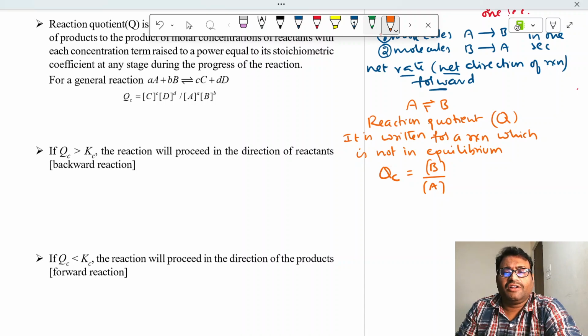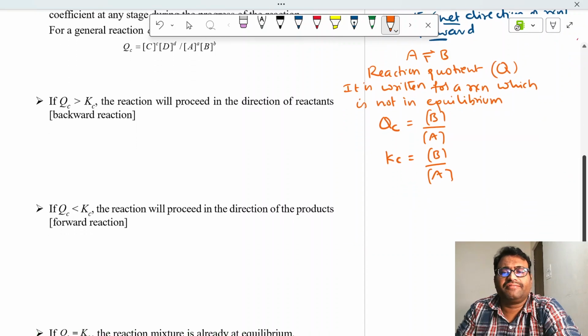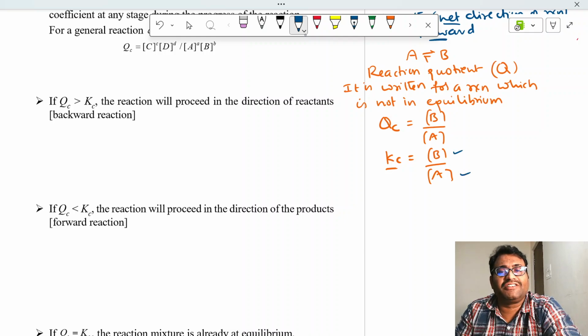Then for the same reaction, if I write Kc, I am also writing it as concentration of B by concentration of A. Sir, they look similar. What is the difference between these two? Yes, there is a difference. Representation is the same, but there is a difference. When do we write Kc? We write Kc when the reversible reaction has attained equilibrium, and these B and A concentrations are equilibrium concentrations.